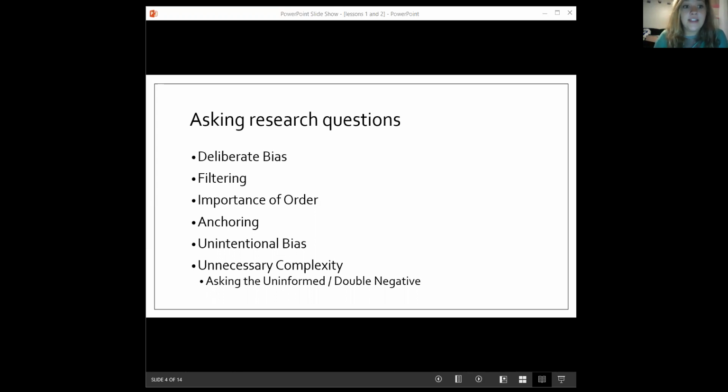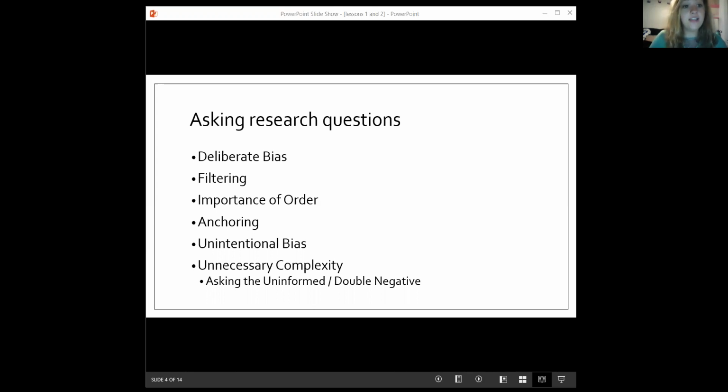Unintentional bias is basically if you were to put words in your stem such as forbid, ban, outlaw. People are going to tend to oppose those questions, say no to them because they don't want to be told what to do. That's just human nature. They're usually going to say no because they don't want to be forbidden from doing something. So that's where unintentional bias can come from.